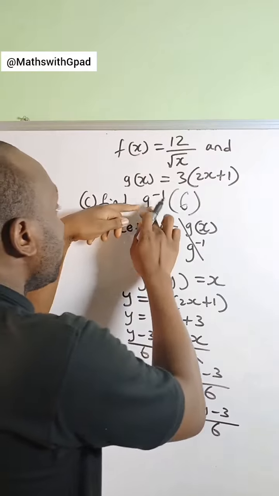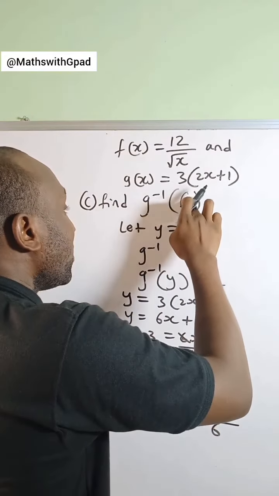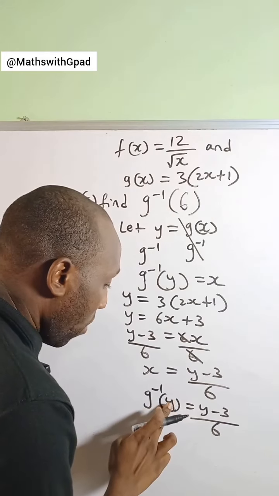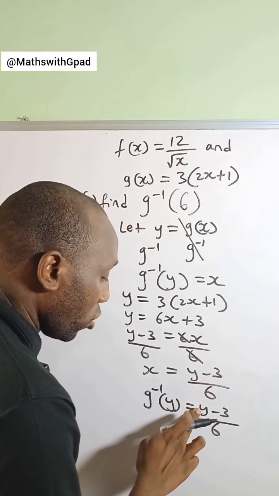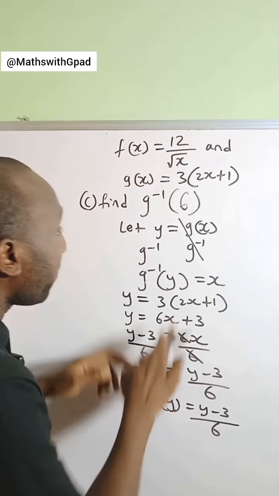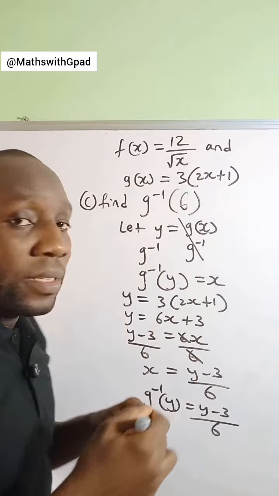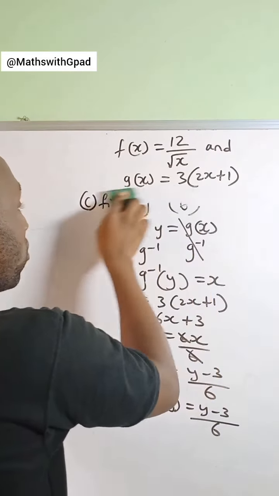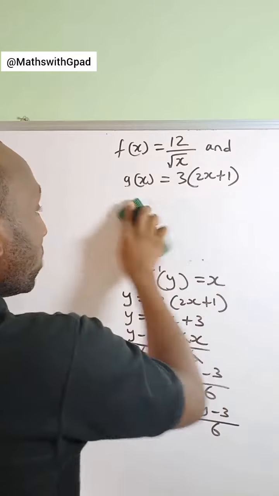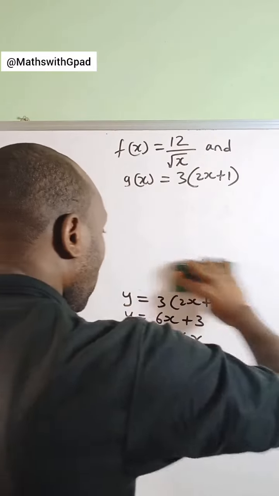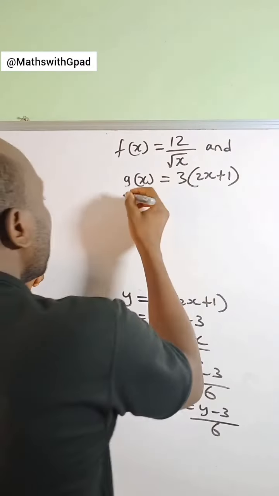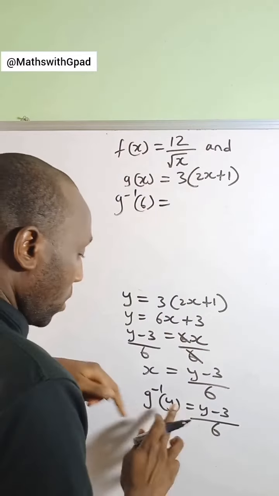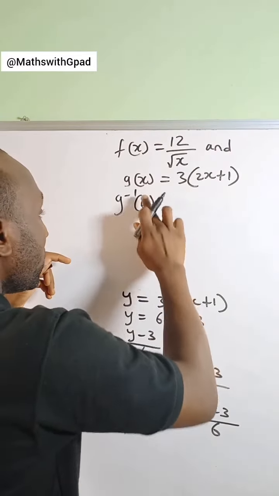Now because they say we should find g inverse of 6, 6 should replace x here. So let's now change y to x and also change this y to x so that we can find g inverse of 6. Now let me just complete this here. g inverse of 6 is what we're looking for, mind you. I think I can complete it here now. So g inverse of 6 will be equal to what?